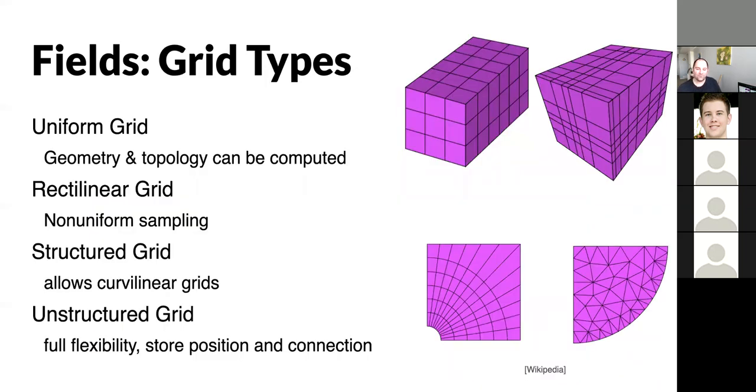In fields, we have to worry a little bit about grid type. So we have things like a uniform grid where geometry and topology can be computed. A rectilinear grid, as you can see on the cube in the top right, where we have some non-uniform sampling. A structured grid, which is well described conceptually, but also allows curvilinear grids. And then unstructured grids are things like weather stations. They have full flexibility. They have to store position and connection of them.